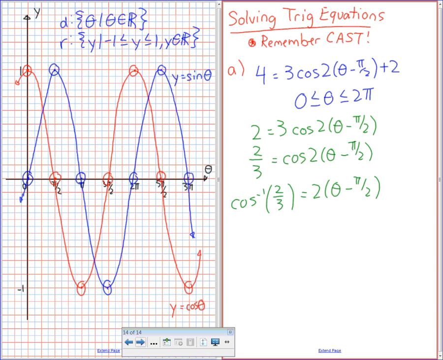Hey, can someone change their calculator to radians? When I say someone, I mean everyone. Mel, since you were giggling at me before, you did cos inverse of 2/3 in radians.